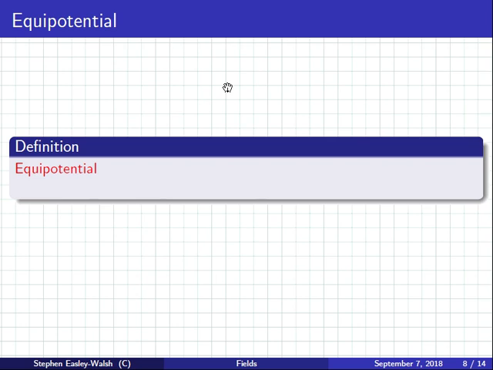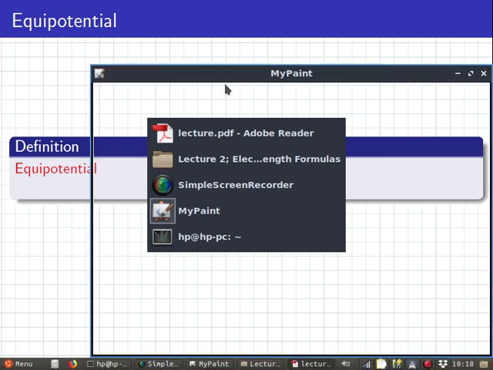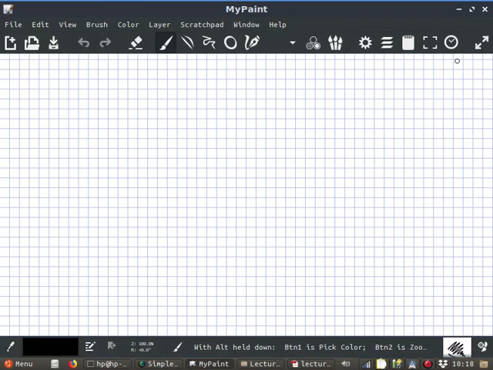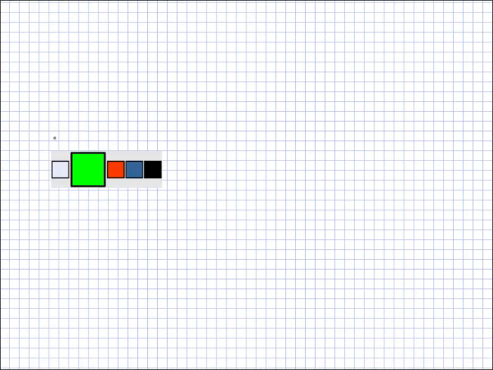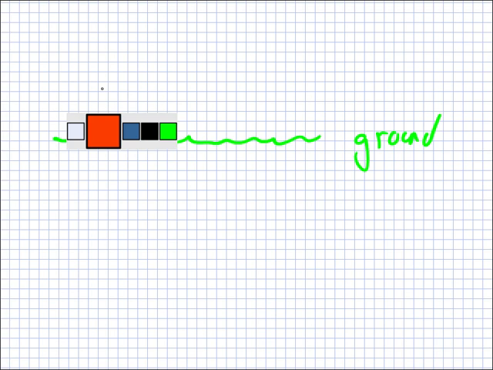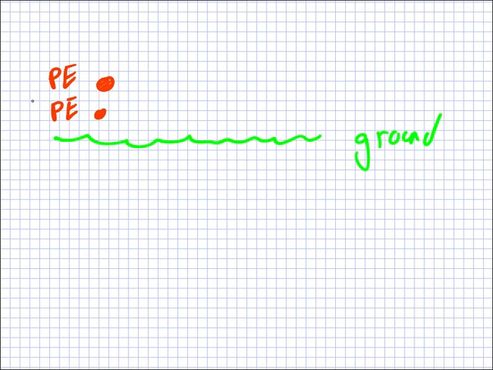So we have this thing called equipotential. Now, I'll explain it here with a picture. So I can draw this. Right, so here's the ground. And this here has potential energy. And this here will have potential energy. But this one will have less potential energy. Okay? Everywhere on this line is the same potential energy.